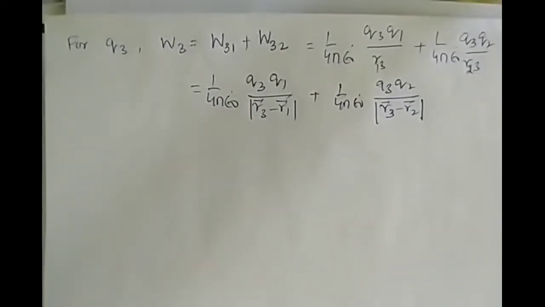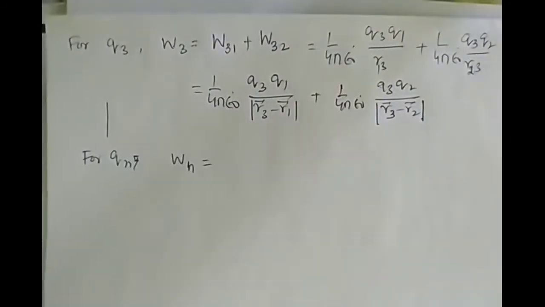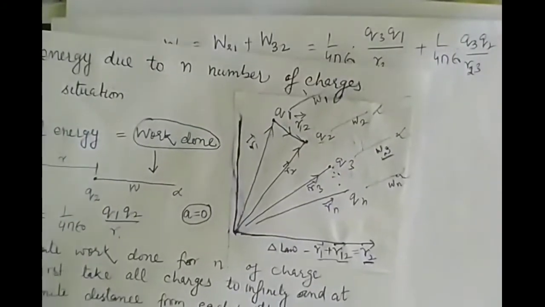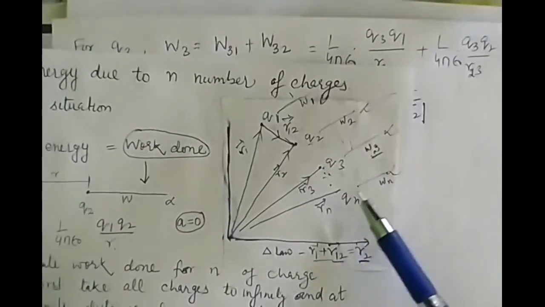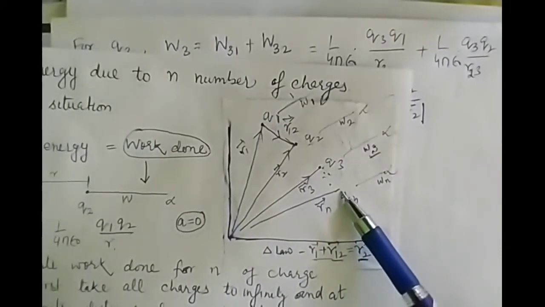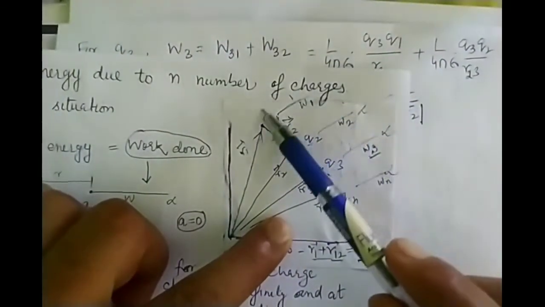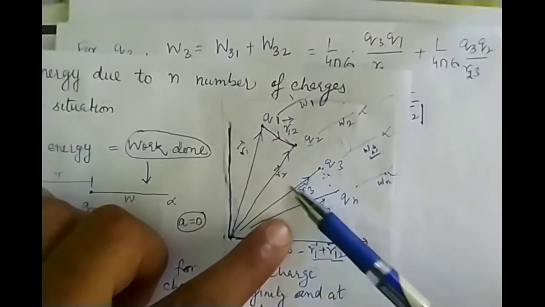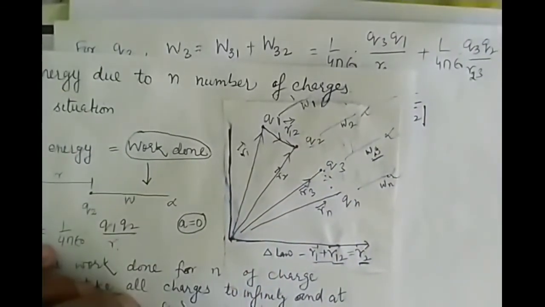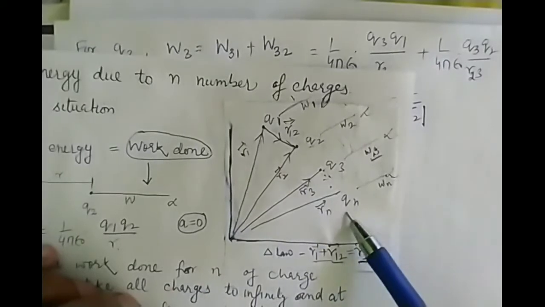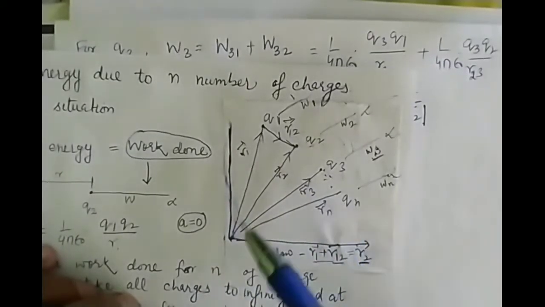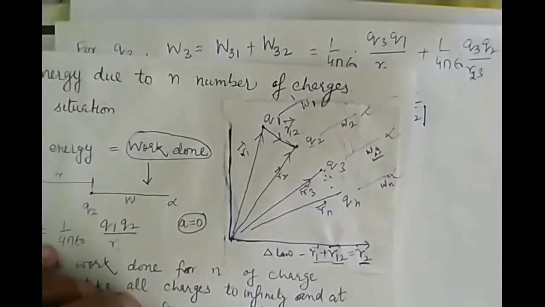Similarly, we can calculate the work done for Q4, Q5 and so on, and now similarly for Qn. So Wn will be equal to, if you see this diagram, when you are bringing this nth charge particle from infinity to this respective position, we have already placed all the other charges. All the charges have been placed in their respective positions. So when I am bringing this last charge particle, all other charges have been placed in their positions.